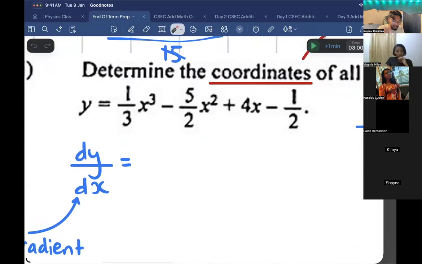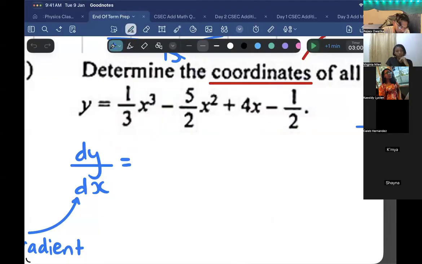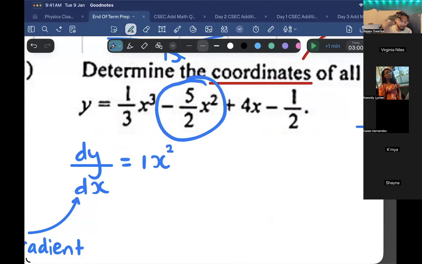The general pattern is that when you differentiate, you multiply by the power and then minus 1 from the power. So what is a third by 3? A third by 3 is 1. And then minus 1 from the power, what would that be? 2.